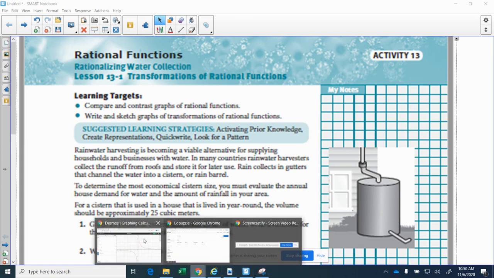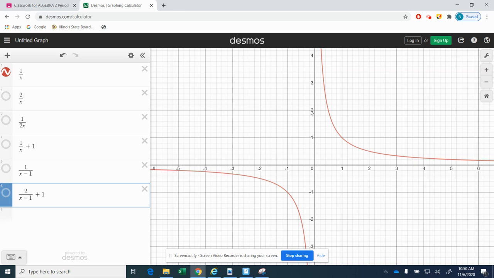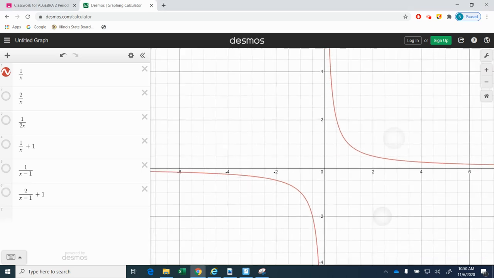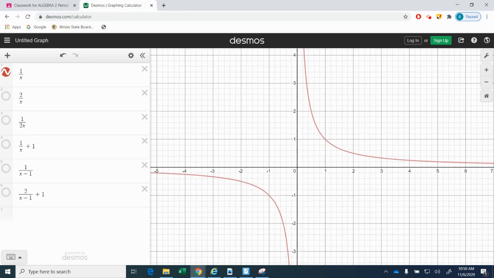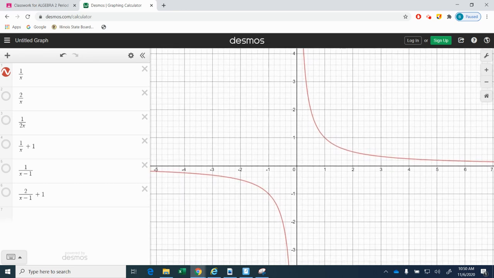So here's what I want you to understand. We talked about this particular graph yesterday. This is a regular rational function type graph, where we have 1 over x. The values are shown on the screen. We have our two asymptotes, both set at 0 currently.